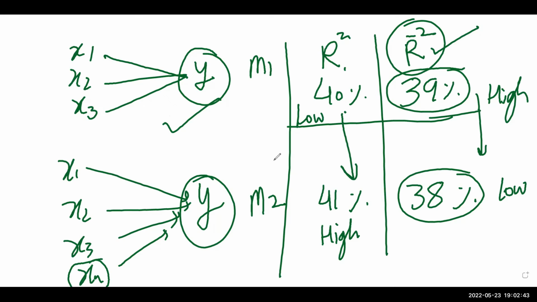So in your paper, you can report both R square and adjusted R square, but adjusted R square is more important when you compare two different models. Right. So if you are comparing two or three models, then you can use adjusted R square. But if you have only a single model, then R square is sufficient. So this is the difference between R square and adjusted R square.